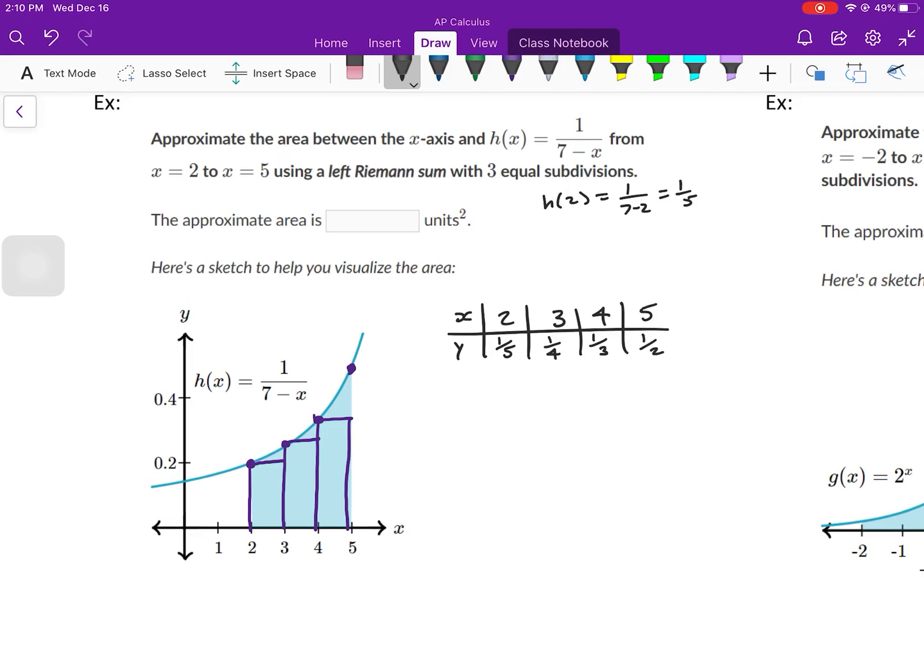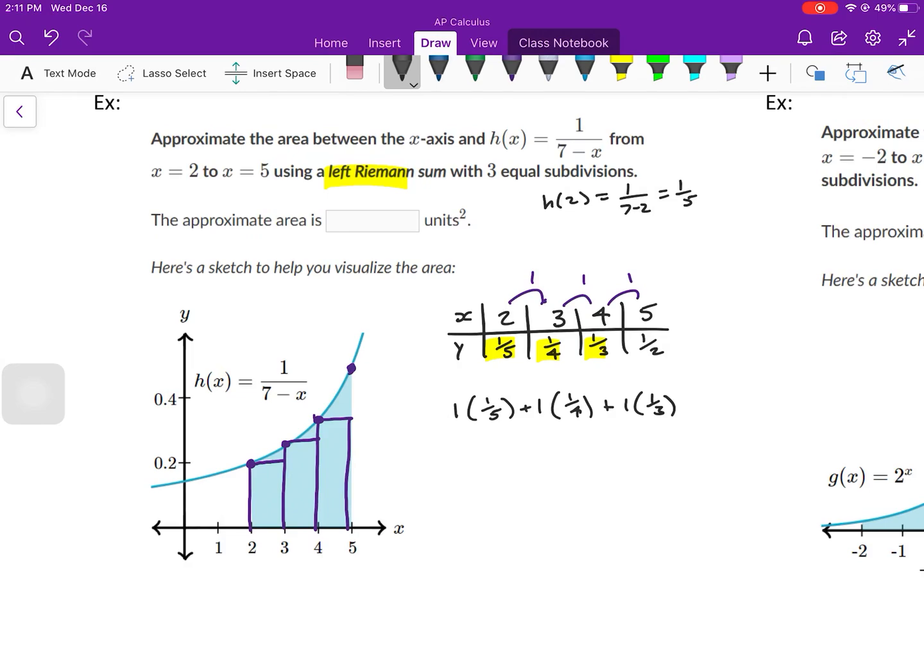And so for a left sum, notice what's nice about these. Notice, like I said, when we get to the algebraic ones, you're realizing that change there. That's a 1, that's a 1, that's a 1. All of our bases to our rectangles are 1, so it's kind of nice. So we're going to have 1 times, we're doing a left Riemann sum, so we're going to use the left 3 values. So 1 times 1/5 plus 1 times 1/4 plus 1 times 1/3.